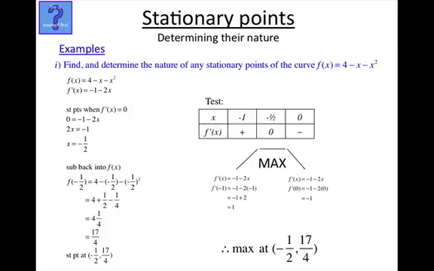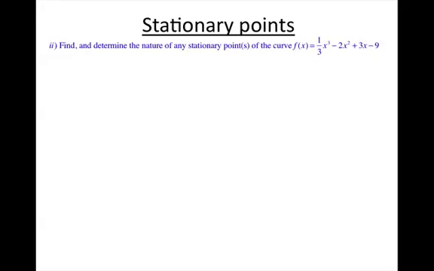So hopefully that went well. Let's scale it up a little now. Find and determine the nature of any stationary point or points of the curve f of x equals a third x cubed minus 2x squared plus 3x minus 9. Alright, definite intimidator. A lot more terms, a lot more to work with there. But let's give it a go.